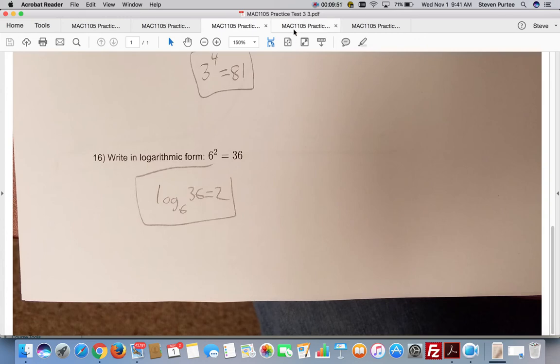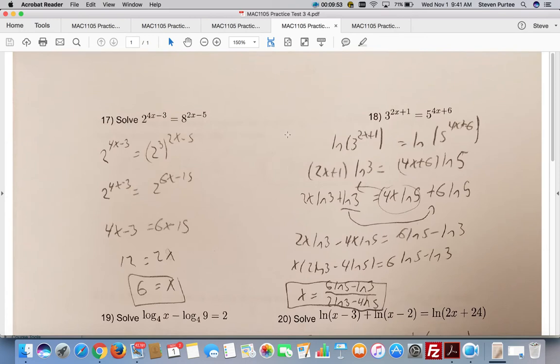Okay, page 4. Solving some exponential equations. We have two different kinds of exponential equations. The ones where it's easy to use the same base on both sides and the ones where it's not. Number 17 is the first kind. We can use the same base. We can use a common base of 2.